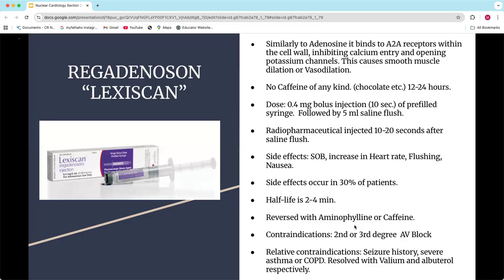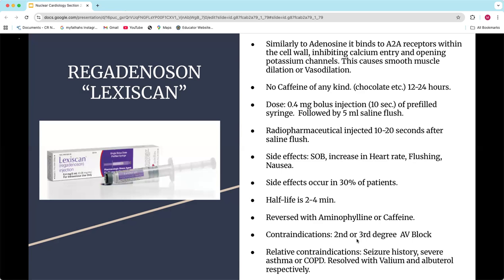Contraindications. This one's important. Well, I'll mention these two. Half-life 2 to 4 minutes, so it goes away pretty quick. Reversed with aminophylline or caffeine. Contraindications: second or third degree AV block. Okay, so that's when we get a dissociation between the SA node and the AV node.